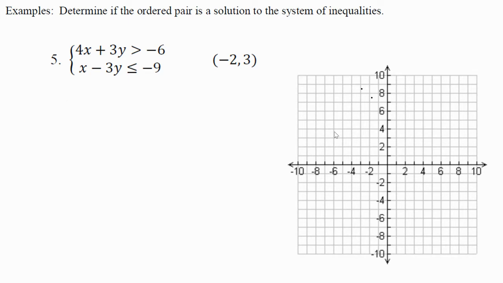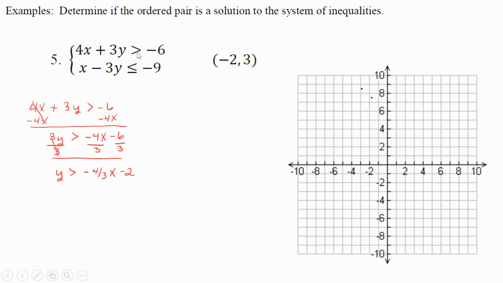And so the first thing you're going to have to do is get y by itself so you can graph it. And I know we've been doing this for a while, so I have this already pre-done for you. Remember, you subtract the 4x, and then you divide everything by 3, and then you get your slope and your y-intercept, okay?